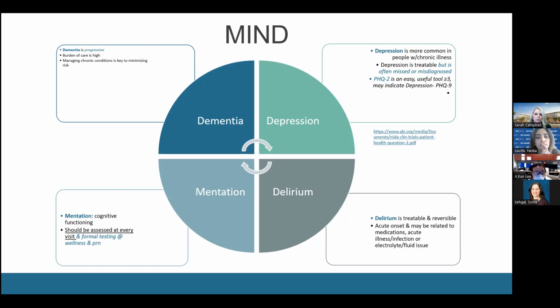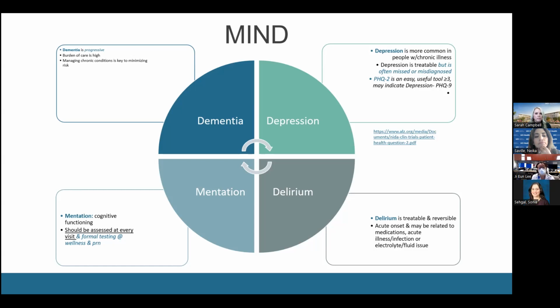With mentation, assessing cognitive function really should be happening informally at every visit, but formally at the annual visit, and then as needed as cognitive changes or status changes are happening. So if the family's bringing up a concern, if you're noticing the patient's acting differently or is acting confused, has had a mental status change during a hospital visit, we need to do another formal assessment at those touch points.